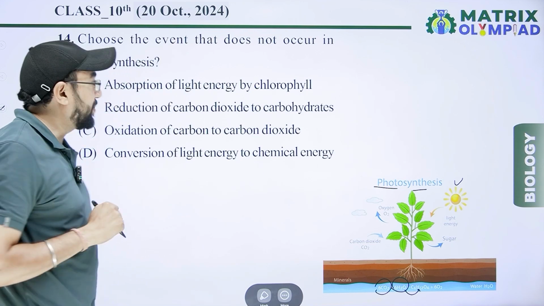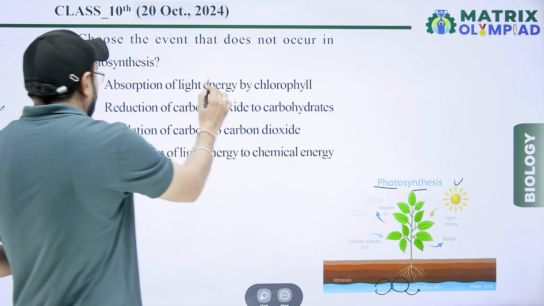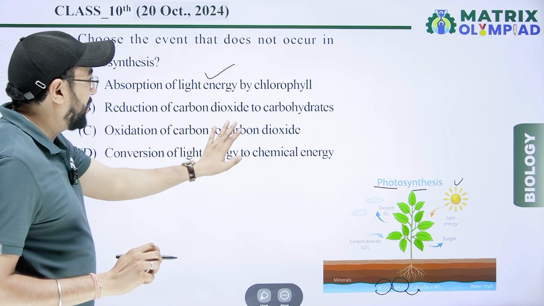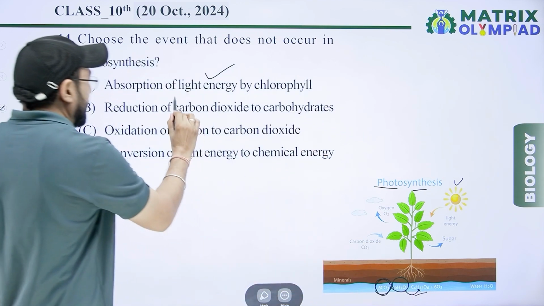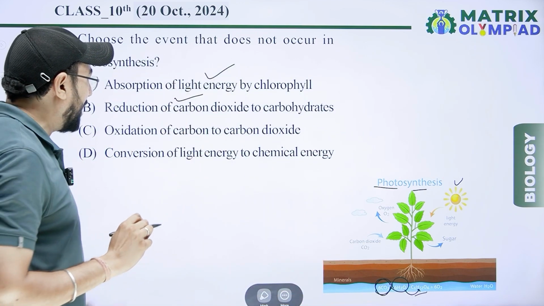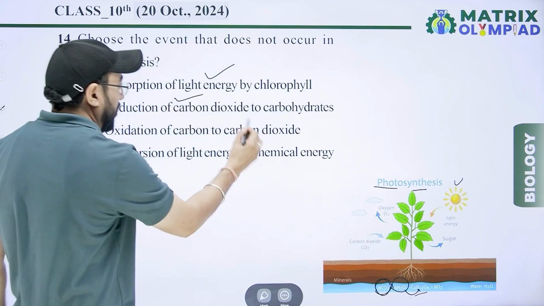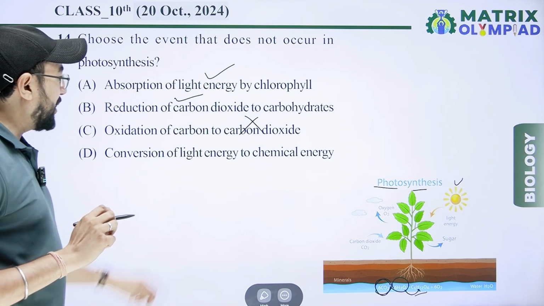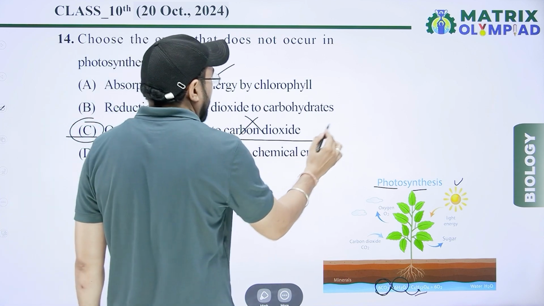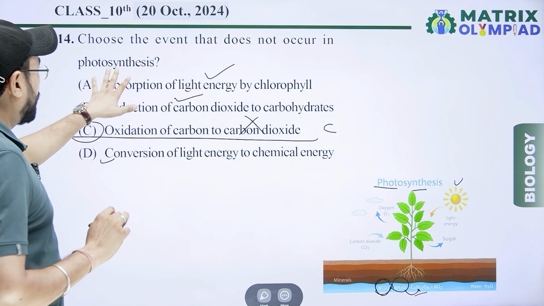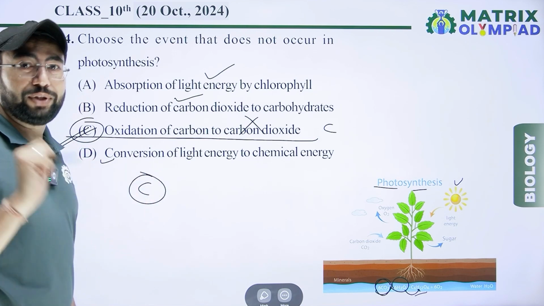In chloroplast, absorption of light energy by chlorophyll, that is right. Reduction of carbon dioxide to carbohydrate, that is right. Oxidation of carbon to carbon dioxide, wrong. Conversion of light energy to chemical energy, that is right. Then option C is incorrect, it does not occur in photosynthesis. Option C is the correct answer for this question.